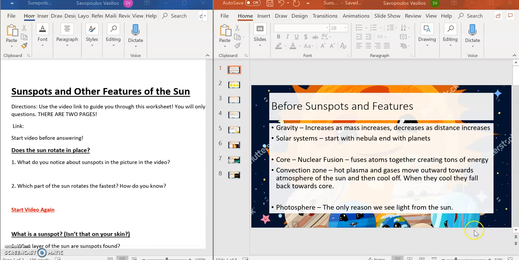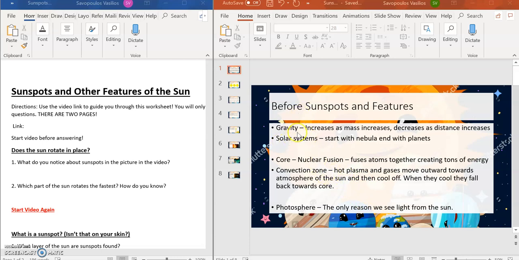And then lastly, the photosphere. The only reason that we see light from the sun. That's going to become important, especially today as we talk. All right, the photosphere has all the light in the sun. We cannot see any other light except for what's from the photosphere.